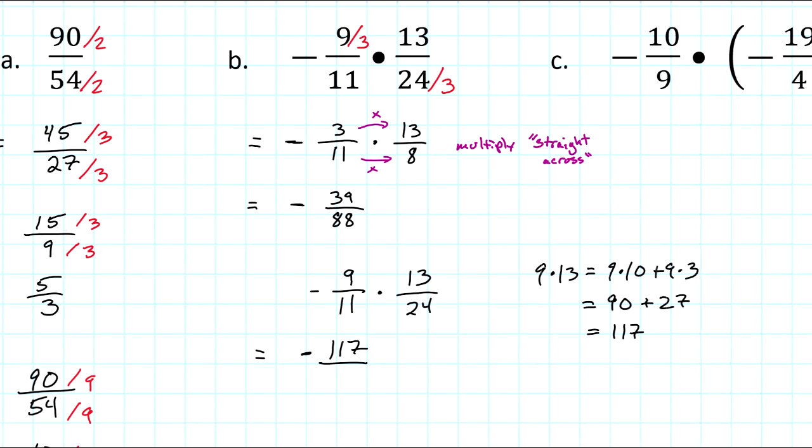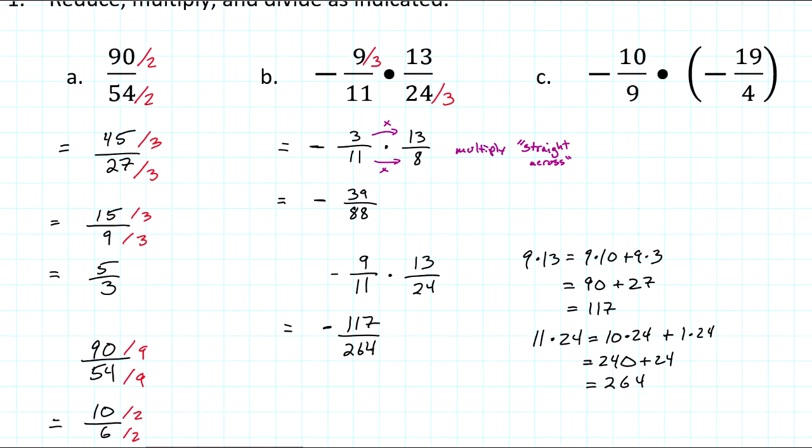That's not a fun one to do. 11 times 24, this is 10 times 24 plus 1 times 24. That's 240 plus 24 is 264. Already, I hope you're appreciating how much more difficult this is using these bigger numbers. By reducing first, we shrink the numbers down, and then when we multiply, we make them a little bit bigger. If we multiply first, we're taking these medium-sized numbers, making them much bigger, and then having to reduce still.